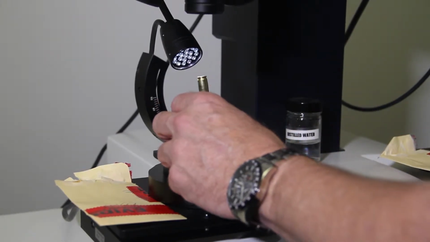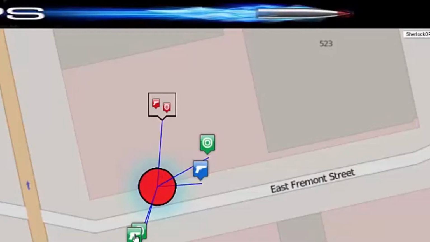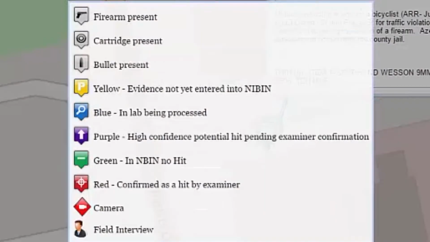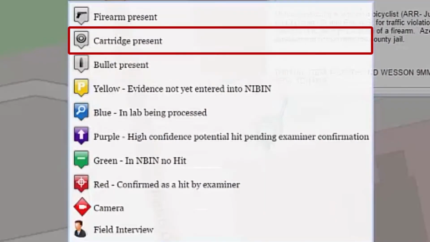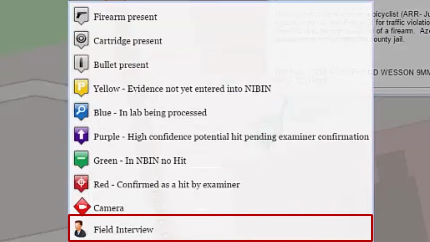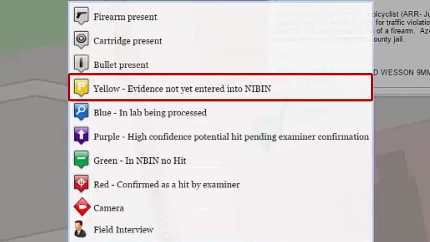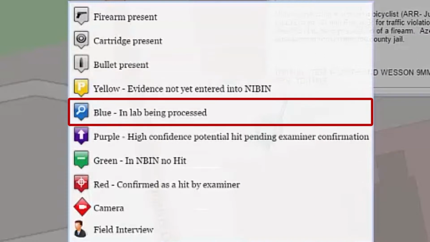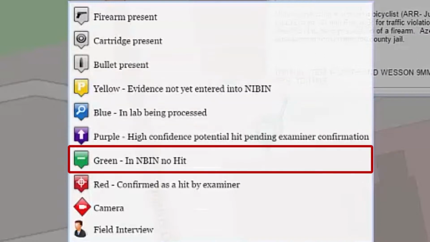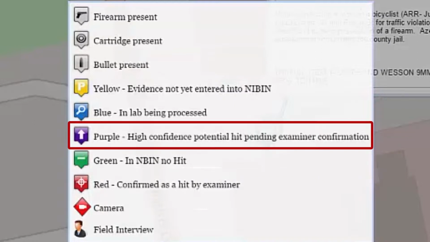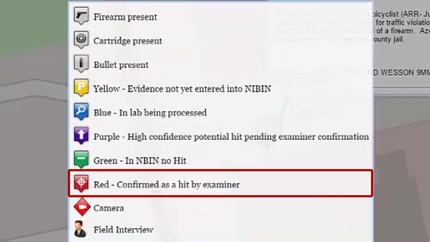Different symbols represent different types of evidence: firearms, bullets, cartridge cases, and field interviews. Different colors represent the status of the evidence: evidence not yet entered into a 3D imaging system, evidence that is being processed, evidence that has no link to another shooting, evidence that has a high probability of being linked, and evidence that is confirmed to be linked to another incident by the firearms examiner.